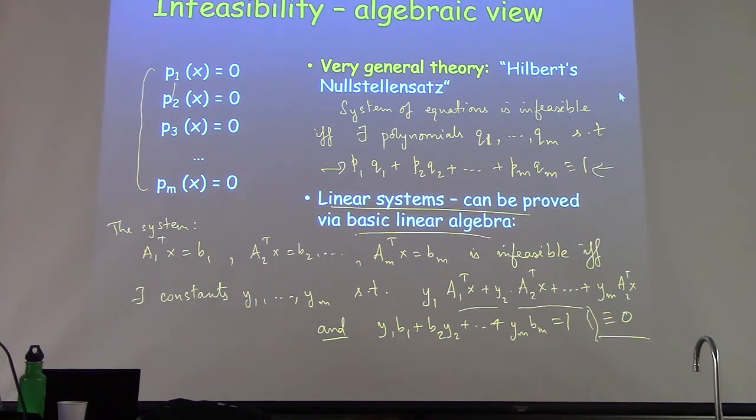Why is it 1? Shouldn't it be any constant? Yeah, it could be any constant, but then I can always scale the y's by that constant. It should be a non-zero constant, right? So I can divide through by it.